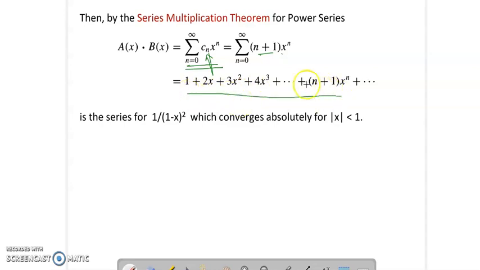This one is the multiplication of the geometric series by itself, and the resultant series also converges for |x| less than 1, and this is the series expansion for 1 upon 1 minus x whole square. So this is the series expansion for this function, which converges absolutely for |x| less than 1.